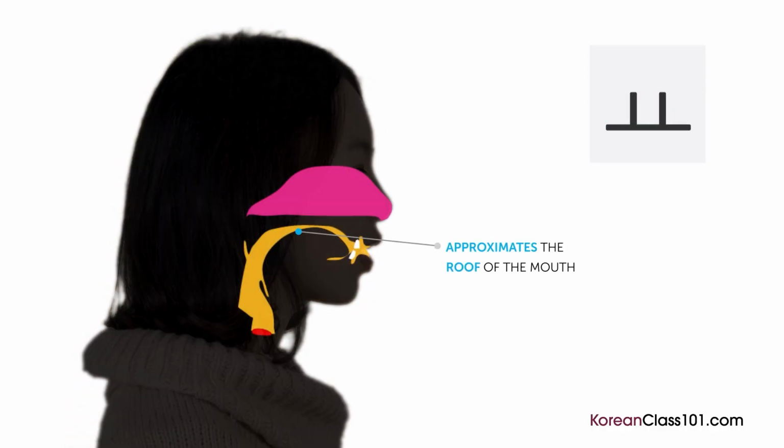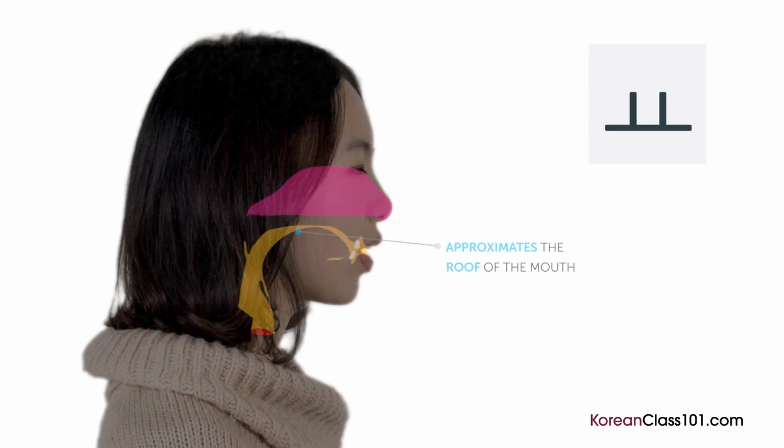Yo. Now, review the 3 basic vowels that have Y at the beginning. Repeat each vowel after hearing the pronunciation from our native speaker.